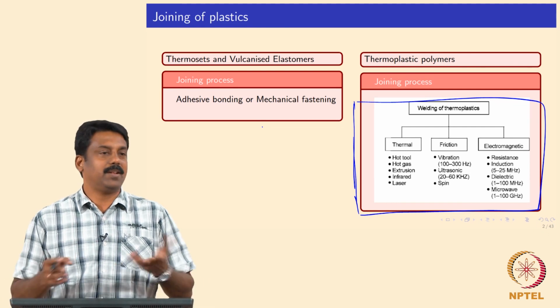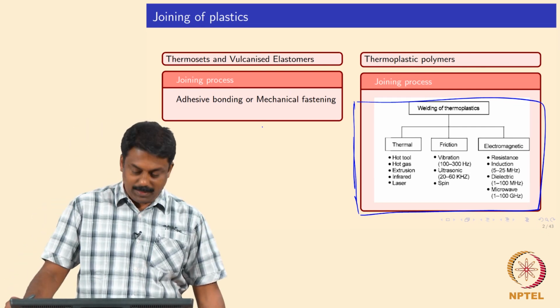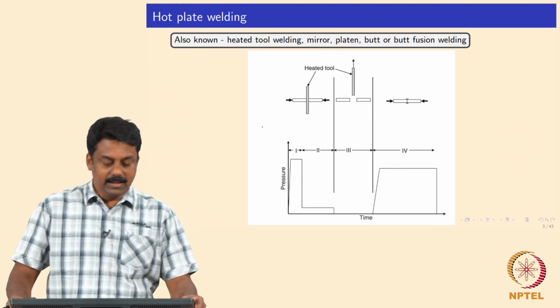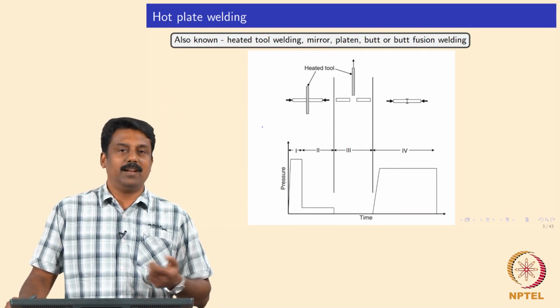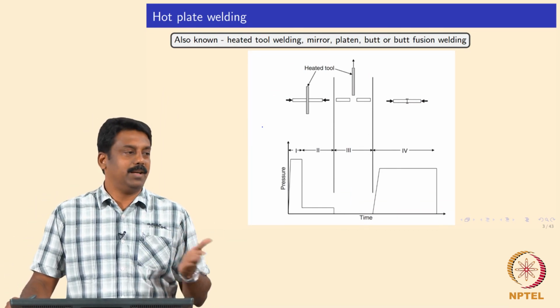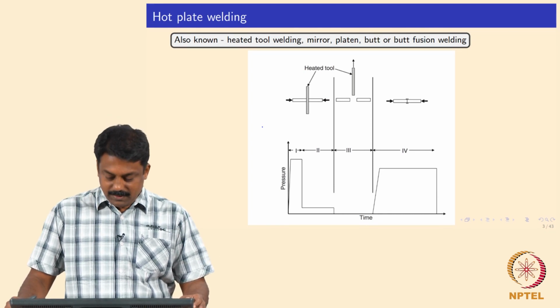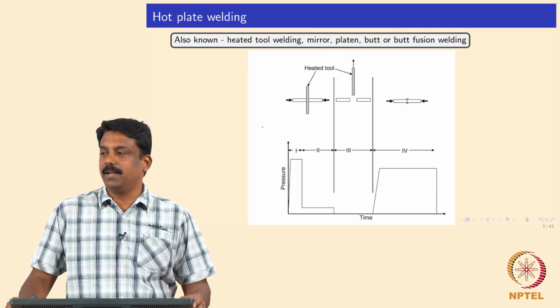the easiest way of joining them is to heat them up, then apply some pressure and join. So, using a hot plate. It is also known as hot tool welding, or mirror plate and butt fusion welding processes. The method is very simple in hot plate welding.